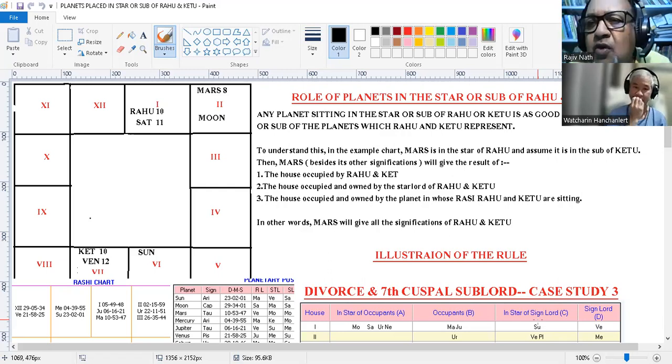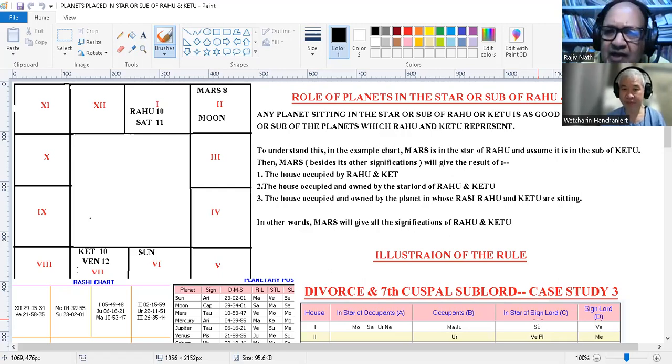Any planet that is sitting in the star or sub of Rahu and Ketu will have multi-dimensional roles in Krishnamurti Paddhati. In other words, Mars will give all the significations of Rahu and Ketu. So like Rahu and Ketu, Mars also becomes very, very powerful.